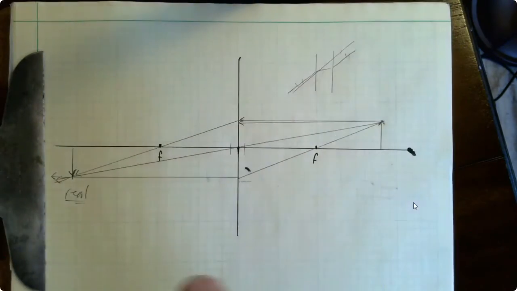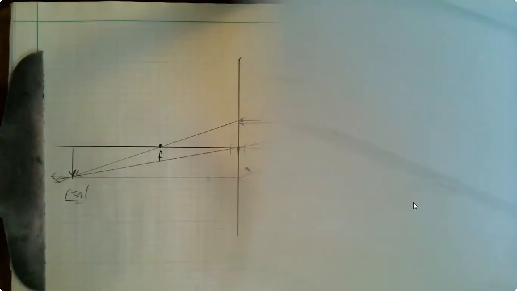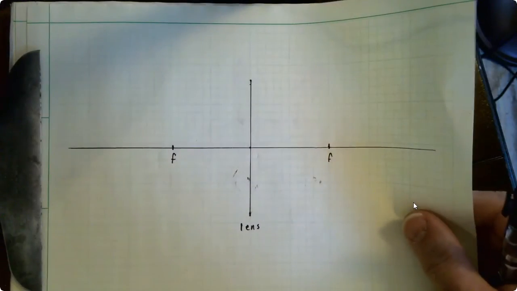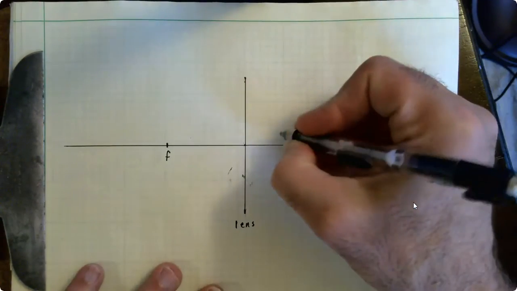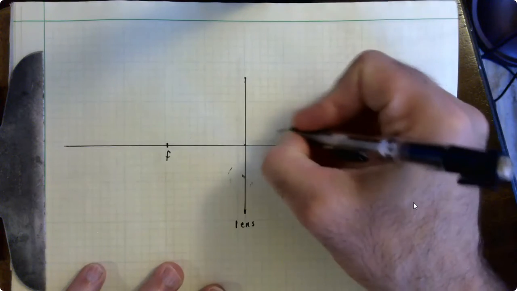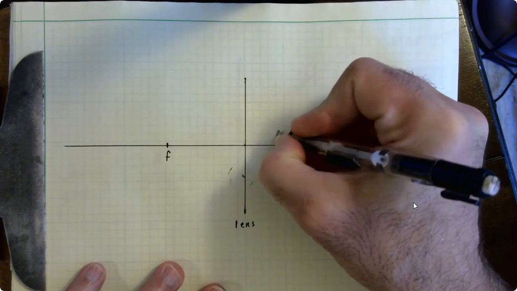Okay, last one here. Let's do one more thin lens. And this time we are going to set our object between the focal point and the lens. All right, so let's put it right here.